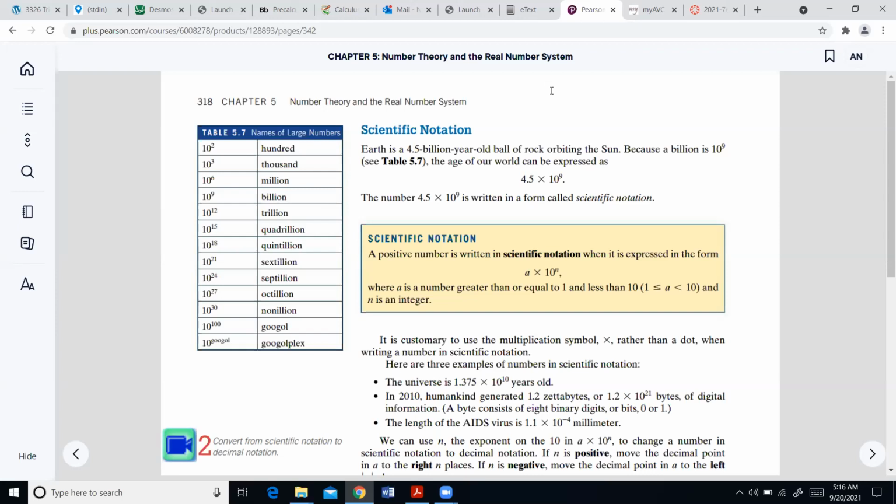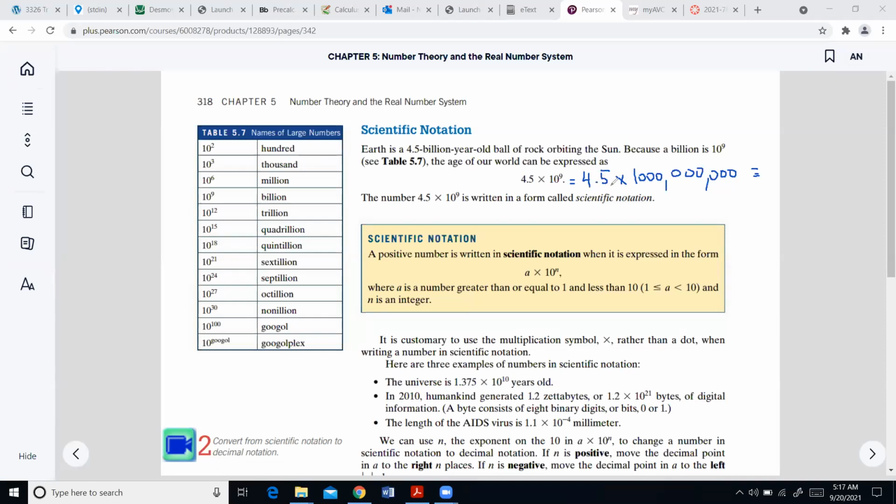So what does that mean? 10 to the power of 9. Well, it means there should be 9 zeros here, right? So it's really 4.5 multiplied by 10 times 10 times 10. So there would actually be 9 zeros in this number, because that's the 9th power of 10. And when I do this multiplication, what people do is move the decimal point 9 places to the right.